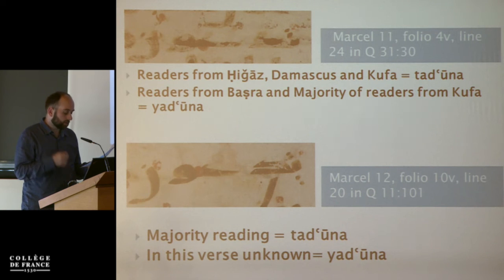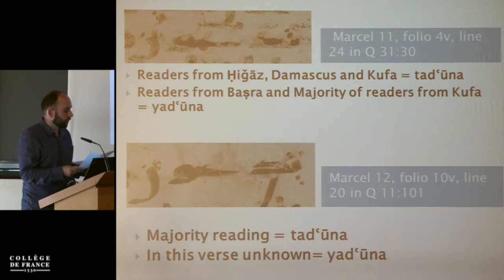But then in Marcel 11, folio 10, verso line 20 in Surah 11, verse 101, there is the same word Tad'una again marked seemingly by a later hand, but now also the variant Yad'una is added, probably at the same time as the visual text. It could be argued that this could be a mistake made by the hand, adding diacritics that he wanted to correct.